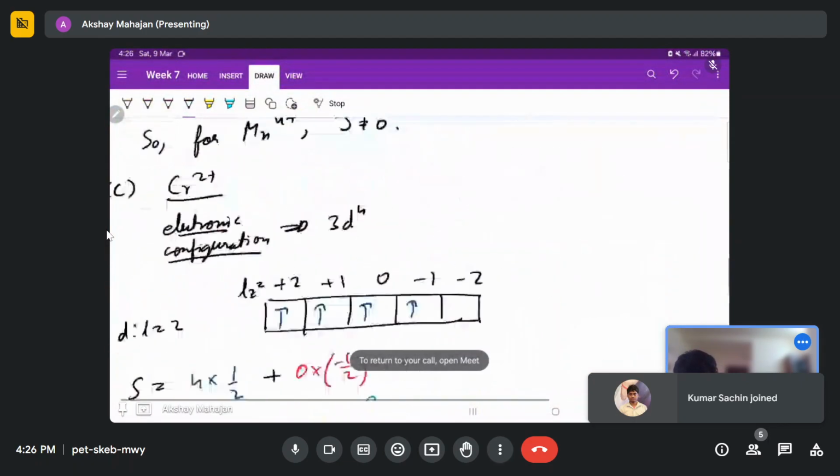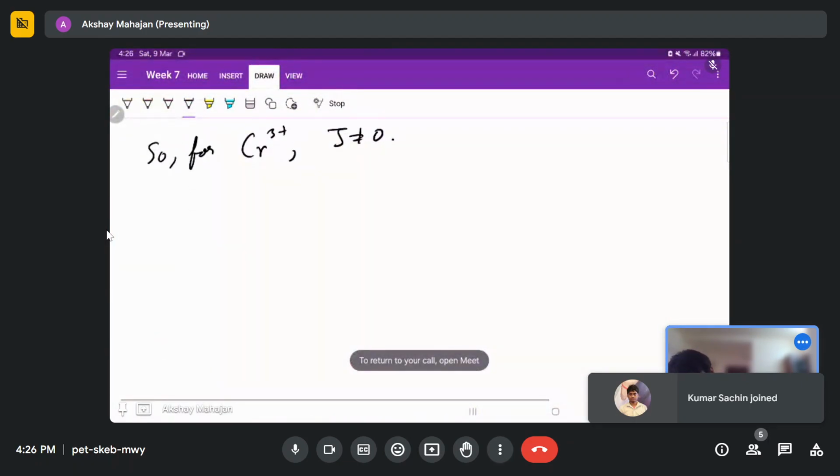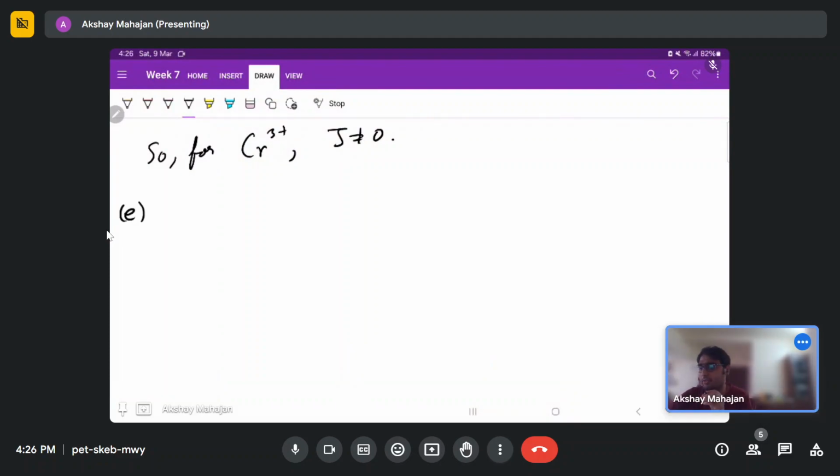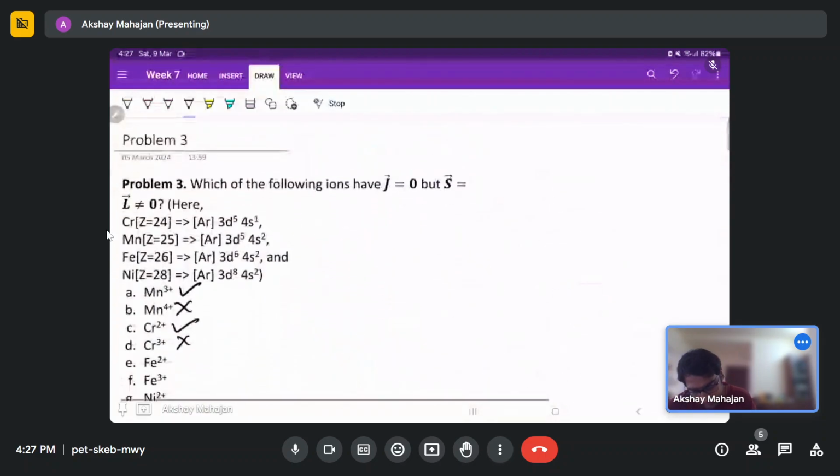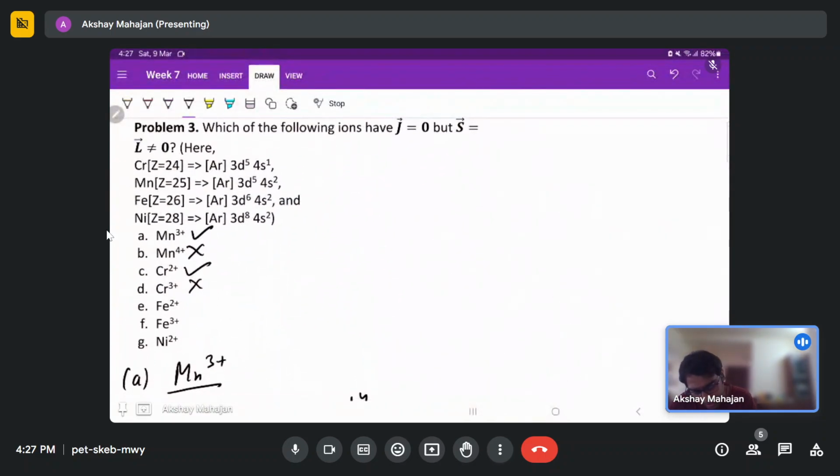Alright, so let's do for E part. Okay, so our next ion, that is Fe2 plus. Now electronic configuration again we have to find. Okay, so iron electronic configuration is 3d6 4s2.